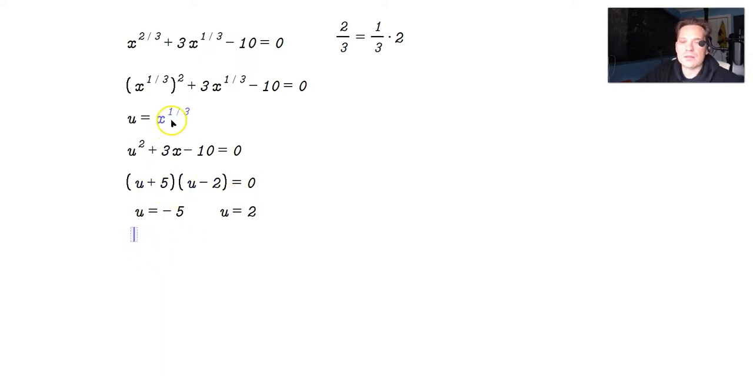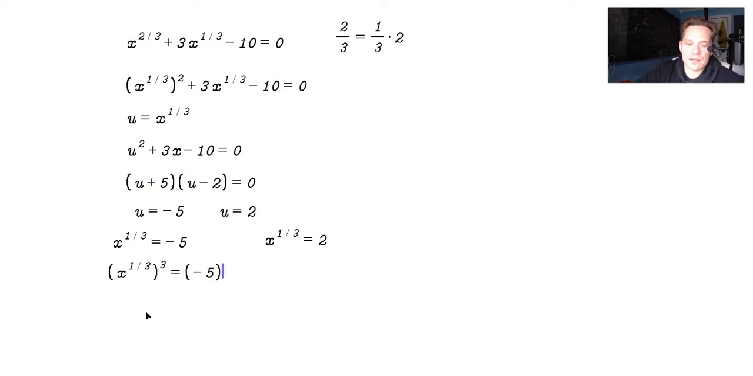But u is also equal to x to the 1/3. So that means you can write x to the 1/3 equals negative 5. At the same time, x to the 1/3 is equal to 2, right? Because u and x to the 1/3 are equal. Now here, just raise both sides to the third, so it's going to be x to the 1/3 to the third equals negative 5 raised to the third. 1/3 times 3 is 1, so it's x to the first on this side. And negative 5 cubed is negative 5 times negative 5 times negative 5, so it's negative 125.